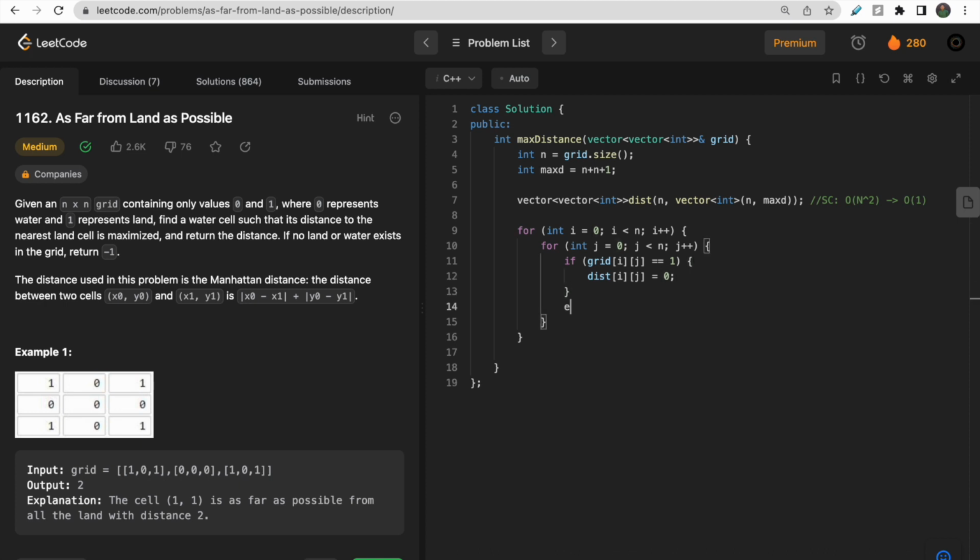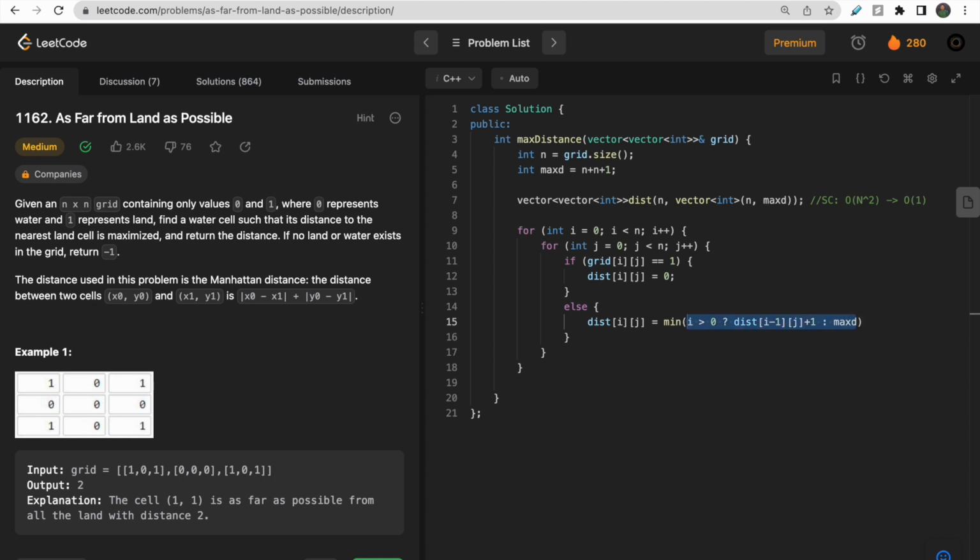And in the else condition, what will we do? We will simply do distance of ij equals the minimum of two values, that is top and left. For the top we will check the condition if i is greater than 0, just to check that we are not out of bounds. Then distance of i minus 1, j, that is the top cell distance, plus 1. Or if it is not, then we will only provide the maximum distance, right?